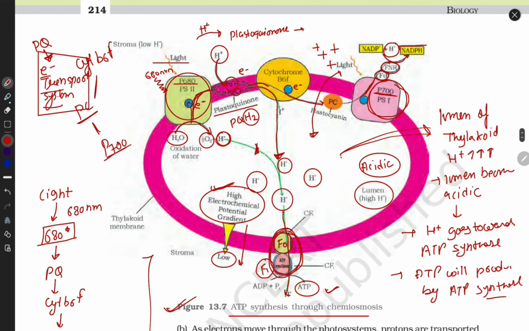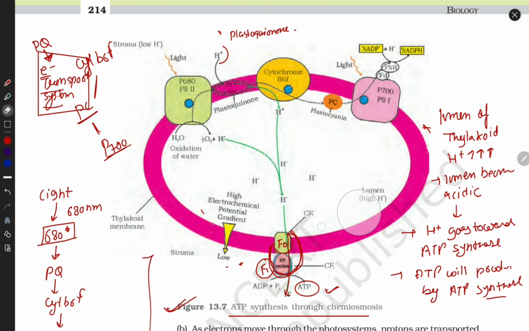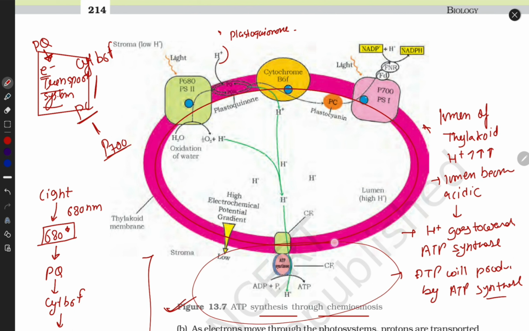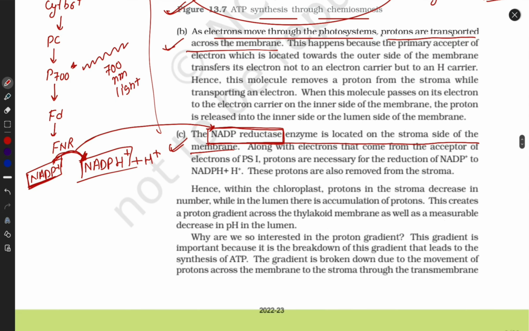This is the thylakoid. This is one thylakoid, and this is the first thylakoid. Clear, guys? Another thylakoid is here, and another. But what is the surrounding part? Stroma. So this mechanism is going to happen in the stroma part only. All clear, guys? Now it's clear.